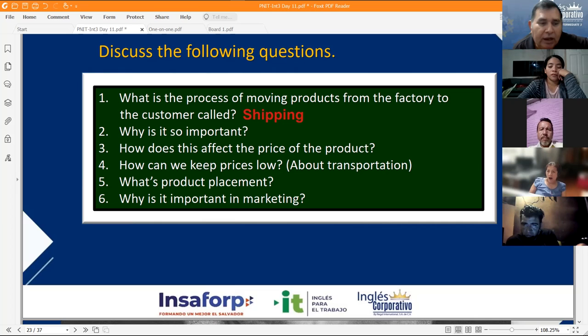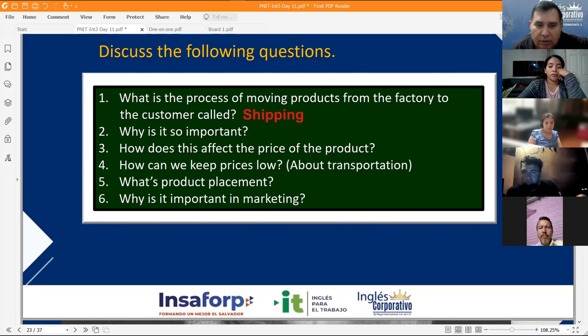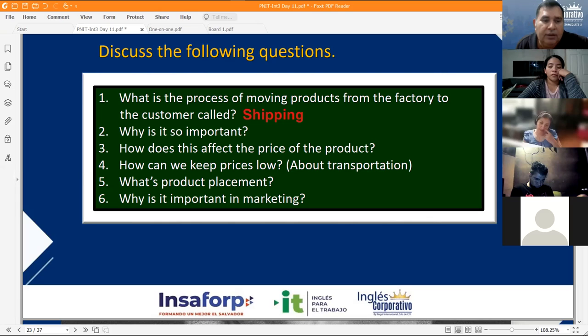It's more like a deal that they have. The company that is getting the transportation pays less, but the contract is longer. The longer the contract, the lower the rate that they have to pay. So that's how they keep transportation costs lower.